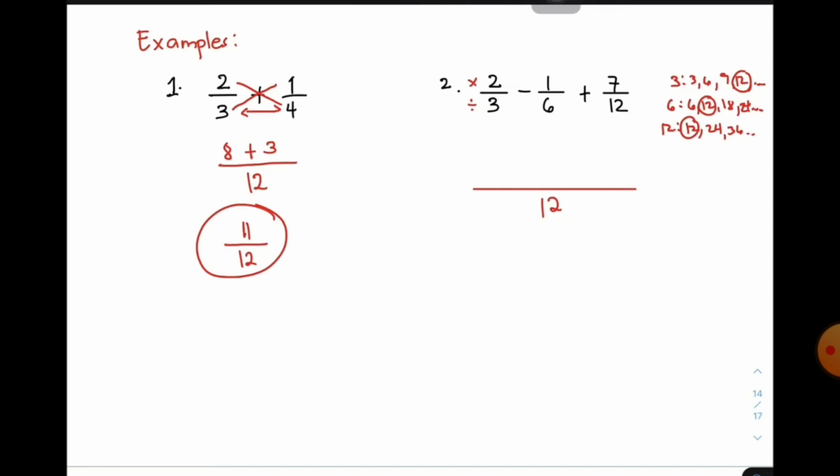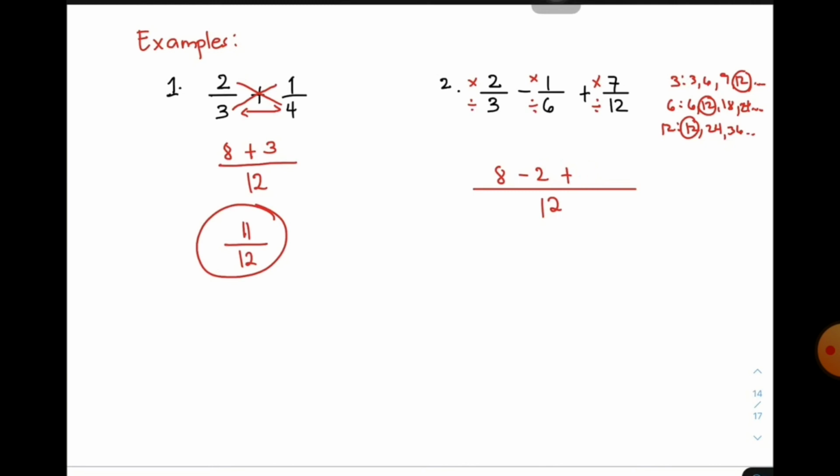Then we will divide the LCD by the denominators and multiply by the numerators. So 12 divided by 3 times 2, it's 8. Then copy the operation, subtraction, minus. Then 12 divided by 6 times 1, we have 2. Okay? Next, copy the operation, plus or addition. Then we will divide again the LCD by the denominator. So 1 times the numerator 7, the answer is 7.